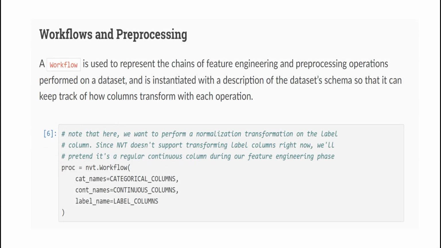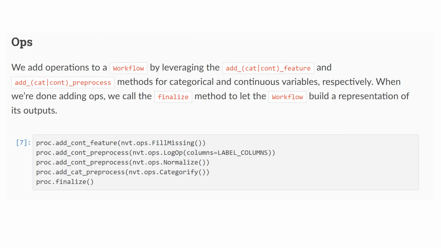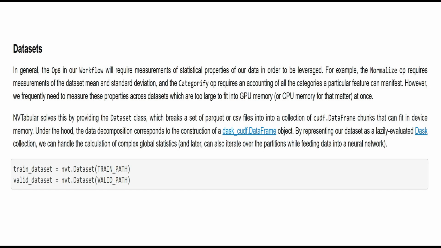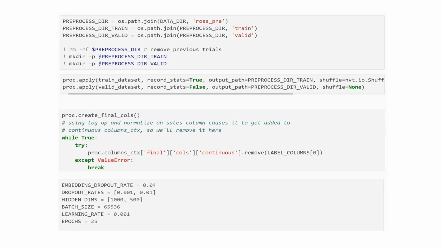A workflow is used to represent the chains of feature engineering and pre-processing operations performed on a dataset. We add operations to a workflow by leveraging the preprocess method for categorical and continuous variables. We frequently need to measure properties across datasets which are too large to fit into GPU memory or CPU memory at once. Now that our data is preprocessed and saved out, we can leverage datasets to read through the preprocessed Parquet files in an online fashion to train neural networks.